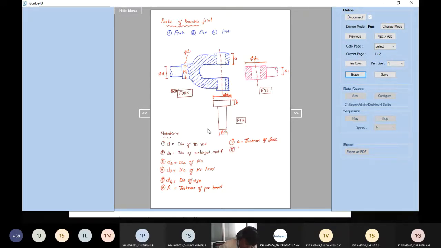And then there is something called B. This is called B. I call this B the thickness of the eye. So these are the dimensions.